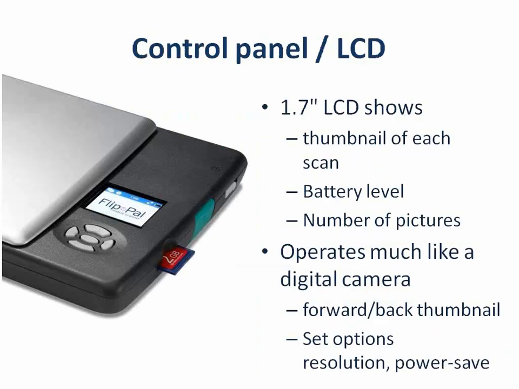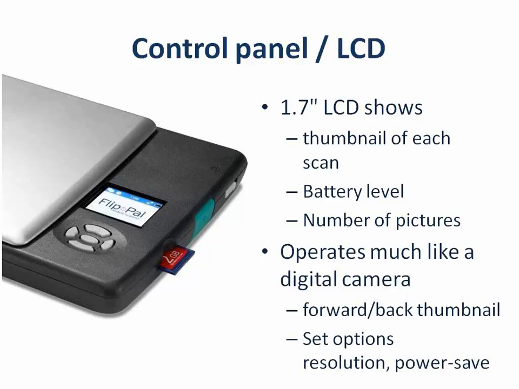A close-in look at the control panel. It has this 1.7-inch LCD that you can look at each of the pictures that you've scanned so far, kind of like a digital camera, where you can go forward and back, and that's really helpful so that when you're traveling and maybe you scanned in 8 or 10 pictures from your mom's photo album or a record at a library, you can make sure that you've got those securely stored on that SD card before you leave.